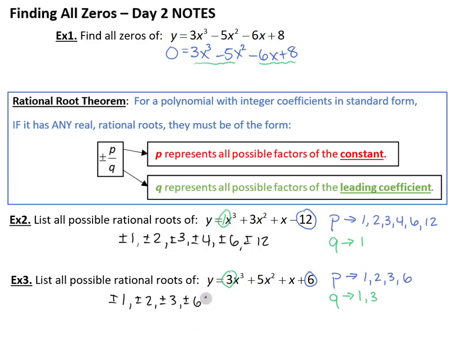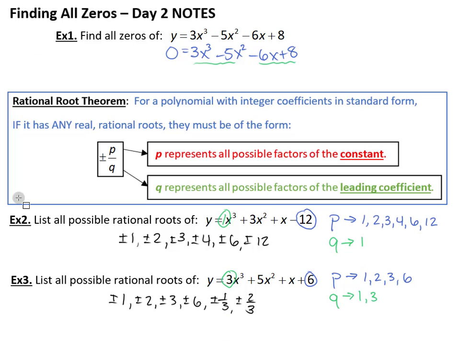However, that is not the only possibility. Now I need to do all of these over 3. So we'd have plus or minus 1 over 3, plus or minus 2 over 3. Now 3 over 3 reduces to 1, and we've already got 1 in our list. And remember, the only reason we're making this list is to guess and check, and there's no reason to check something twice if it didn't work the first time. So we don't want repeats. And our last one, 6 over 3, reduces to 2, which is also already in my list.